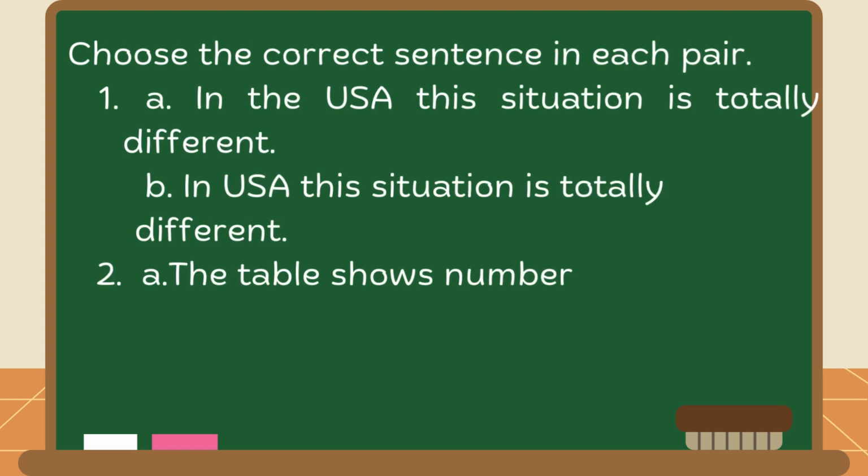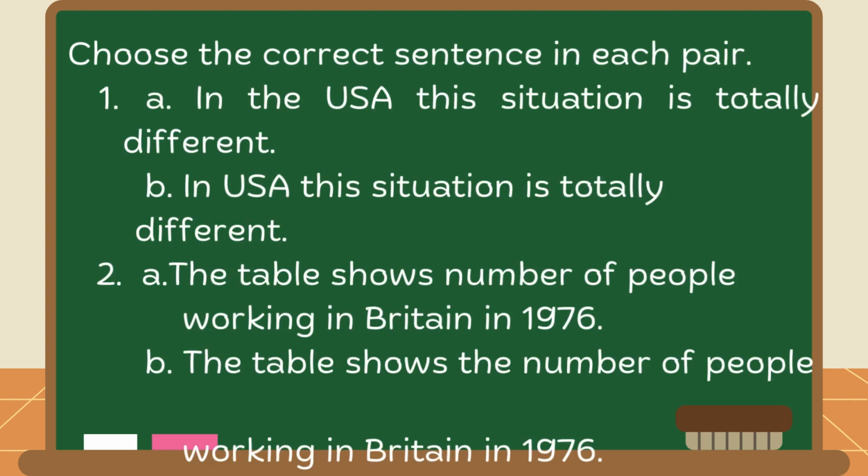Choose the correct sentence in each pair. 1. A. In the USA, the situation is totally different. B. In USA, the situation is totally different. 2. A. The table shows the number of people working in Britain in 1976. B. The table shows a number of people working in Britain in 1976.